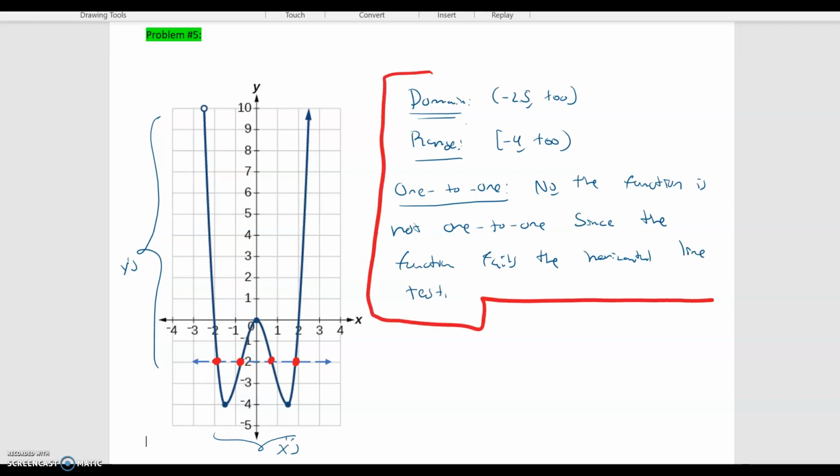You could have a problem where they're asking for the coordinate points. In this case, you would find plenty of coordinate points where the horizontal line intersects. You could just pick negative 1.5 and negative 4. You'll see the two y's matching, and that's all that's sufficient. That's it for these problems.